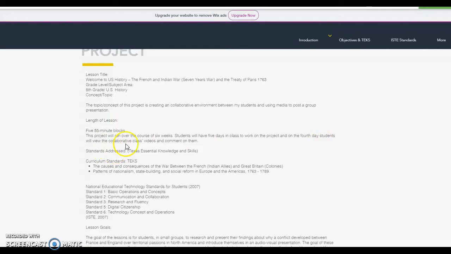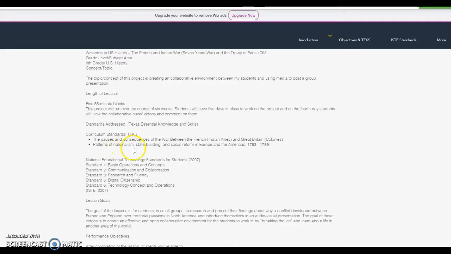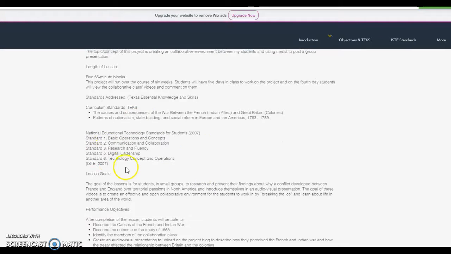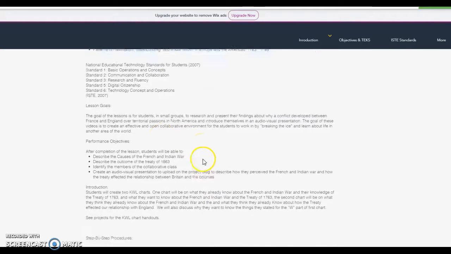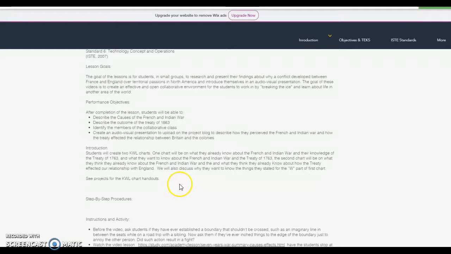On the 4th day, the students will review collaborative class videos. The curriculum standards are the TEKS. They'll also follow the National Educational Technology Standards. Here's the lesson goal, the performance objectives, the introduction. They'll start out with a KWL knowledge chart. First they'll do one on what they already know about the French and Indian War and what they think the French and Indian War is about.